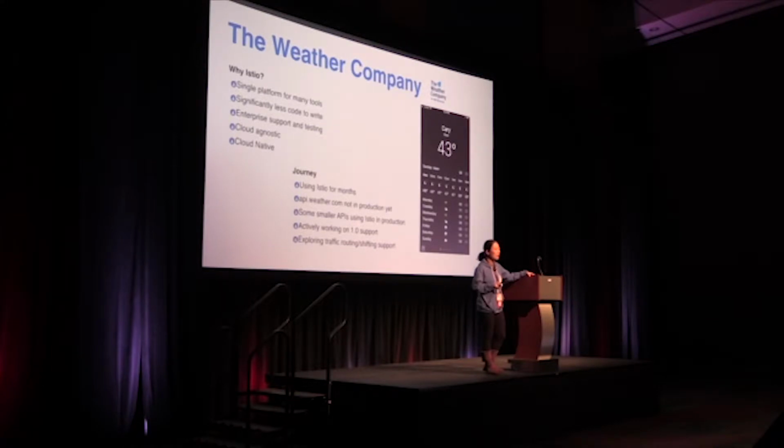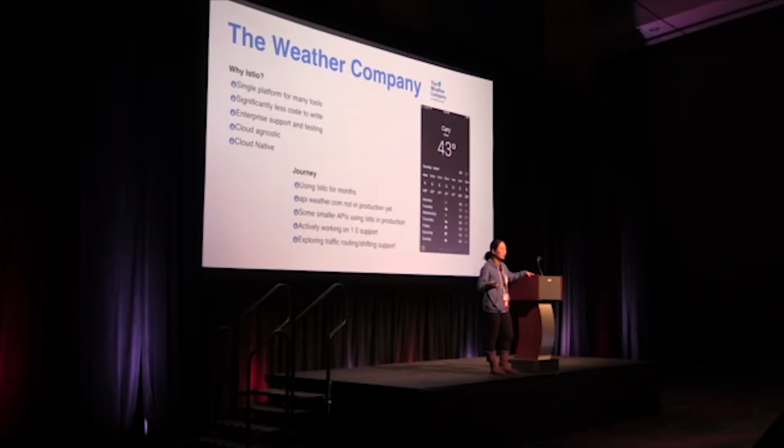So for instance, the Weather Company is a business acquired by IBM, I think 3 or 4 years ago. They've been looking at Istio, looking at deploying Istio in their production environment. And what they like about Istio is it's a single platform for many tools. It's significantly less code for them to write. And also, it's cloud native, it's cloud agnostic.